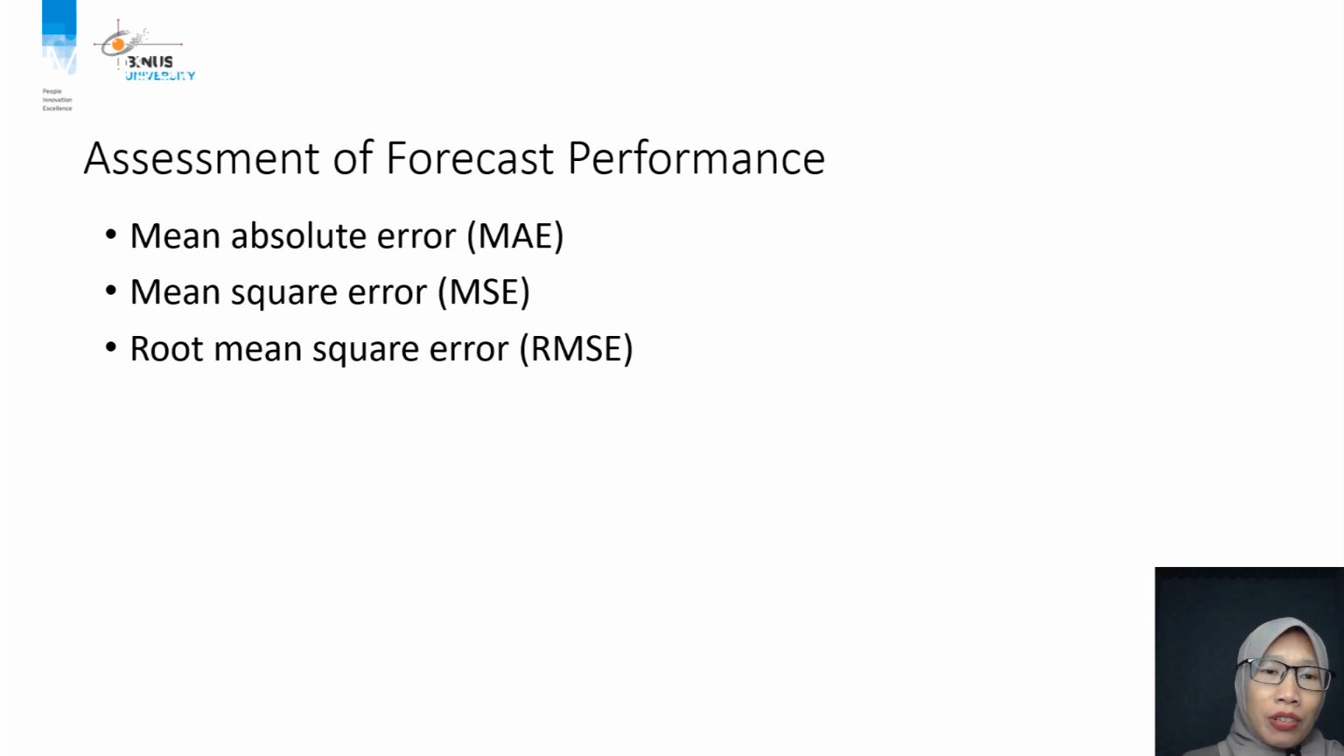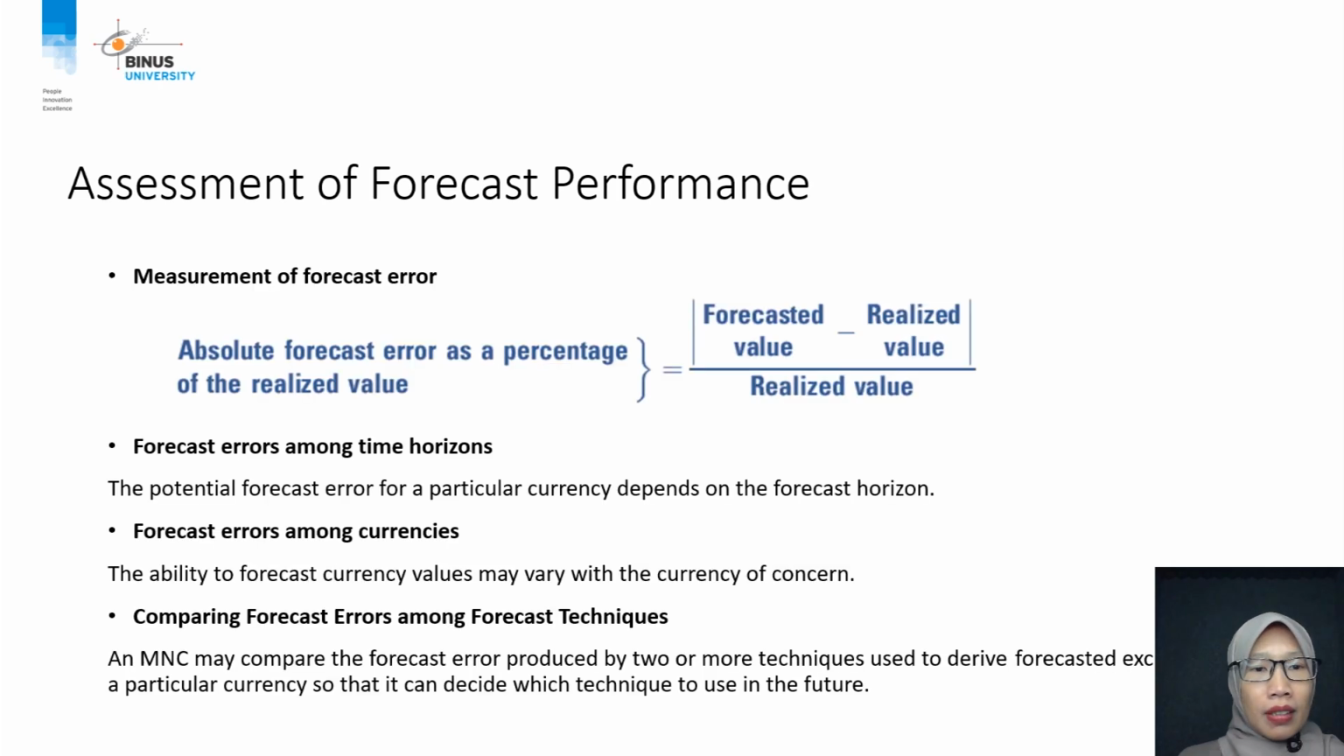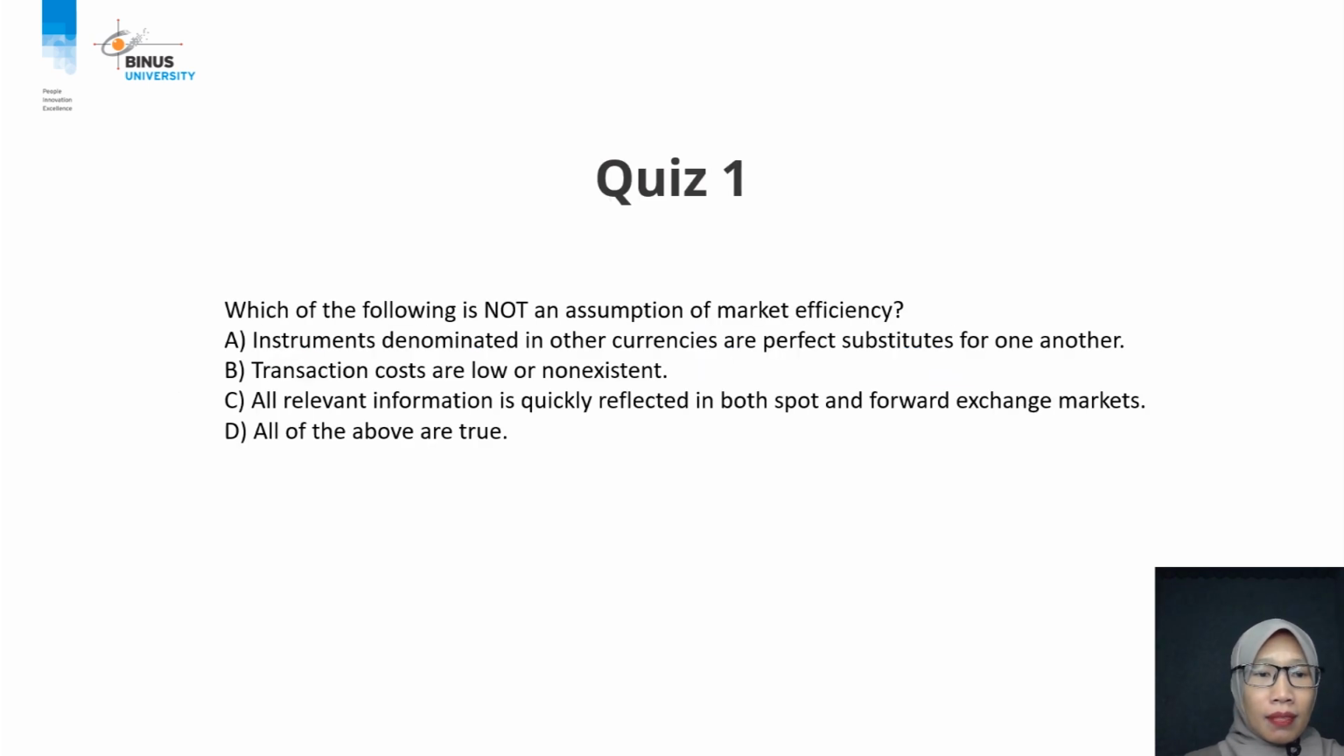And the last one, to measure the accuracy of forecasting performance, we use three measures. The first one is mean absolute error, the second is mean square error, and the third is root mean square error. So the assessment of forecast performance involves first, measurement of forecast error, forecast errors among time horizons, forecast errors among currencies, and comparing forecast errors among forecast techniques. So this is the end of the slides.